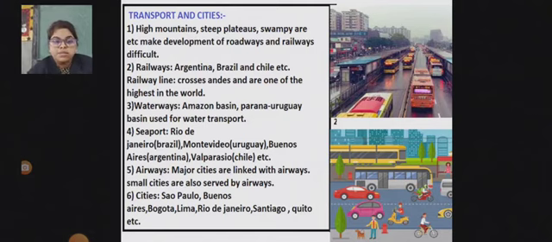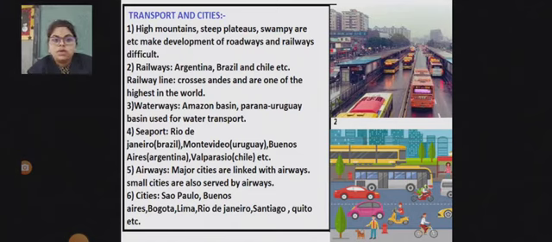Talking about railways, we have Argentina, Brazil and Chile in the count. Let's move on to the railway line which crosses the Andes, and this railway line is one of the highest in the world. Talking about waterways, such huge water bodies are available. Which one is that? Amazon basin. Along with that, we also have the Parana Uruguay basin, which is also used for water transport.